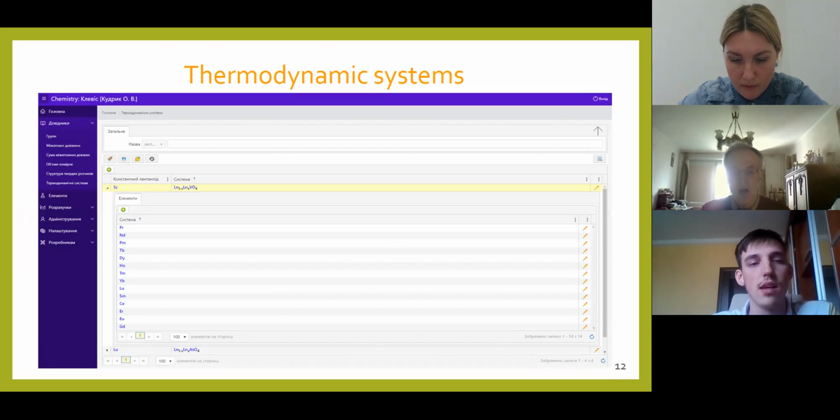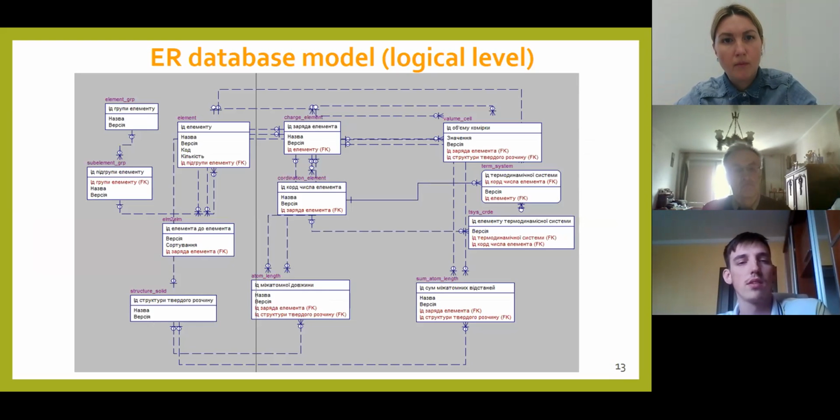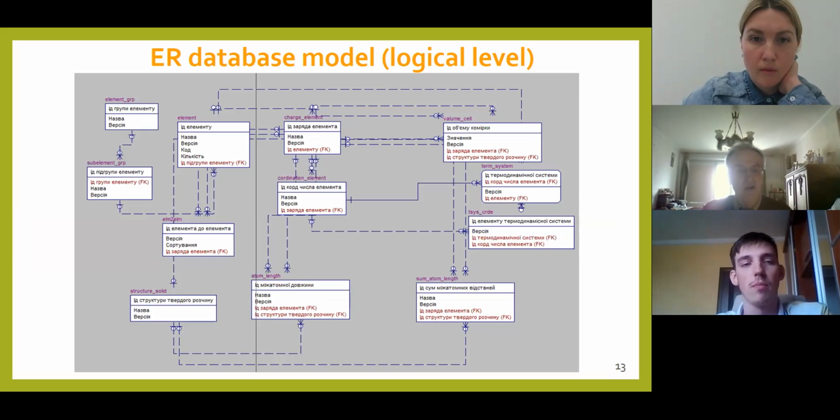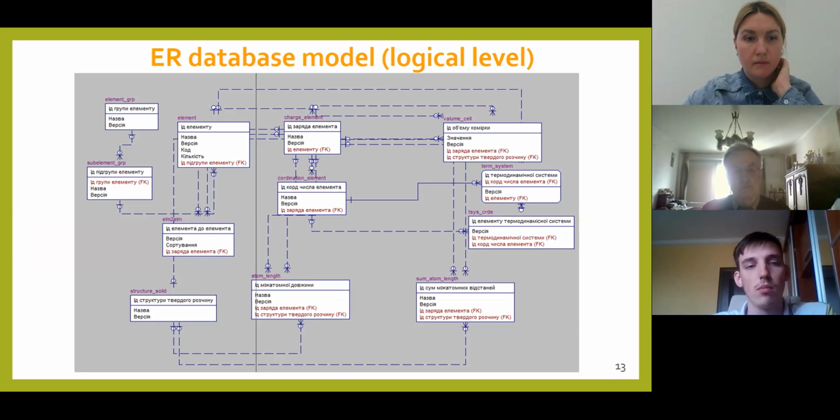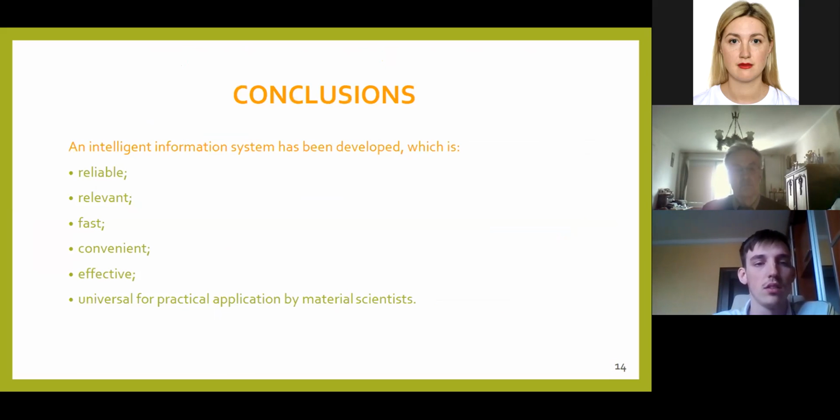On this slide, you can see an example of the interface for entering thermodynamic systems and the elements that apply to each respectively. Here you can see the basic application database model. Here are selected the main tables of this application, like atom length, volume cell, structure solid, and so on. So we developed an intelligent information system that is reliable, appropriate, convenient, effective, and universal for practical use by material scientists.